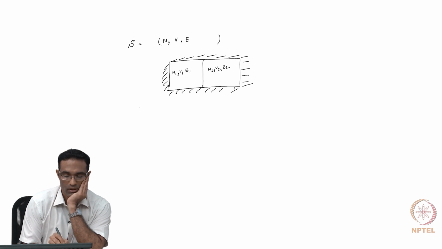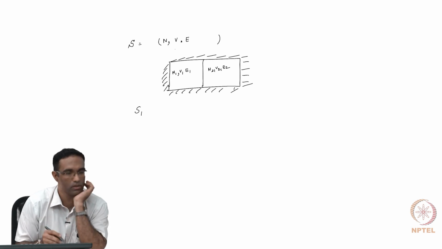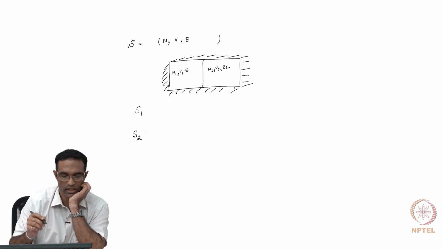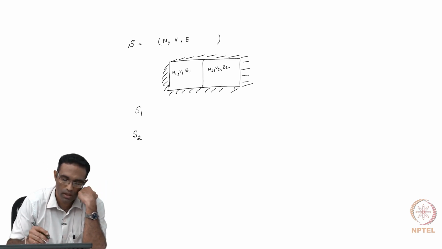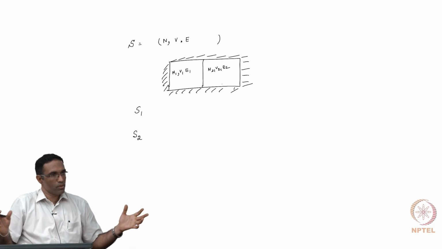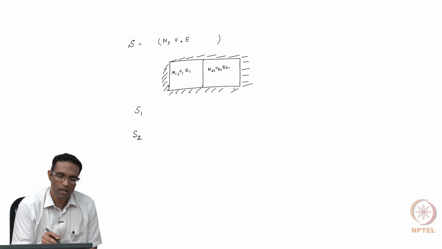Okay, you can get S1 for system 1 by substituting the values of N1, V1, E1, and S2 when you substitute the values of N2, V2, and E2. Now I am allowing the two gases to mix. Obviously this is an irreversible process, right?